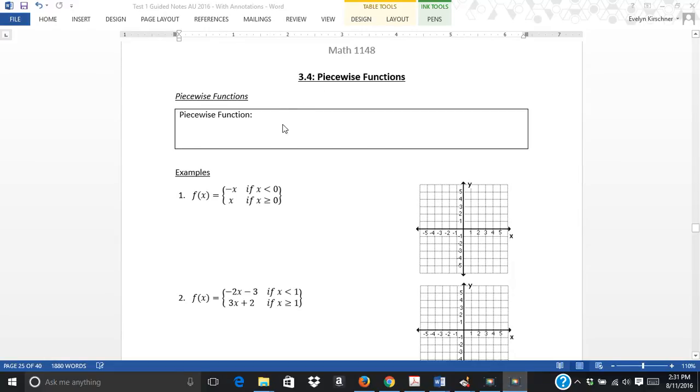What is a piecewise function? A piecewise function is a function that uses different equations in different parts of the domain.